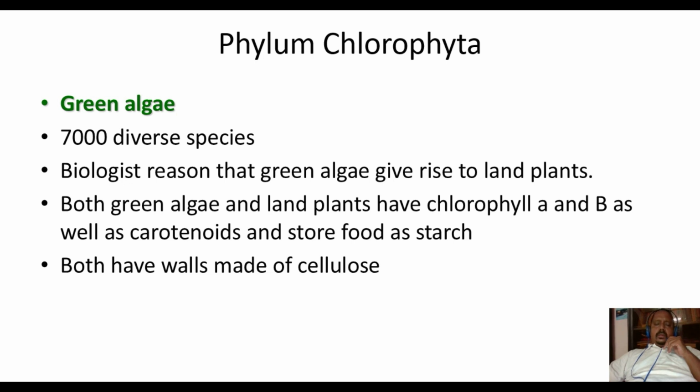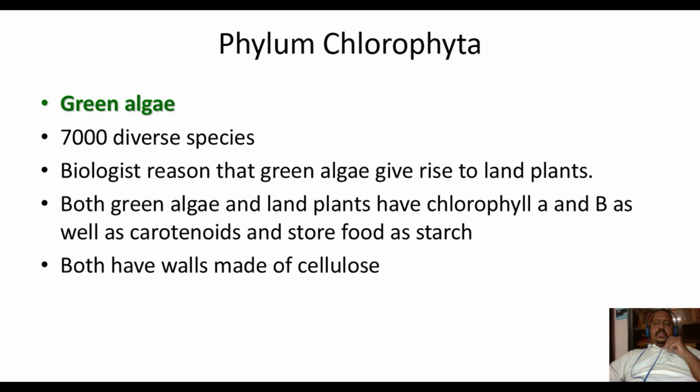So we will see some of the major groups. First one is the Chlorophyta. It is a green algae. There are 7,000 species identified. And our concept is that the Chlorophyta gave rise to the land plants.